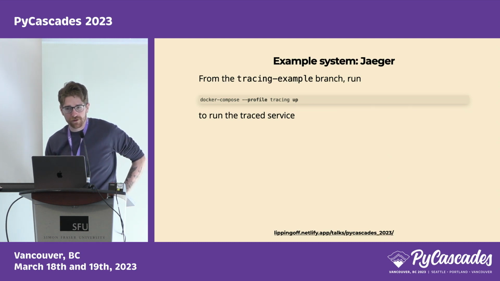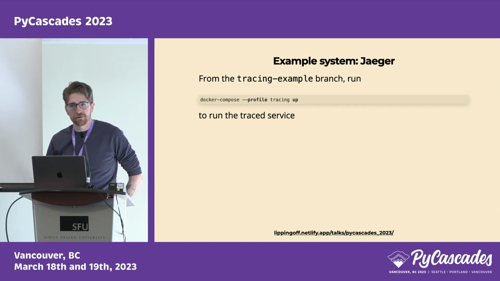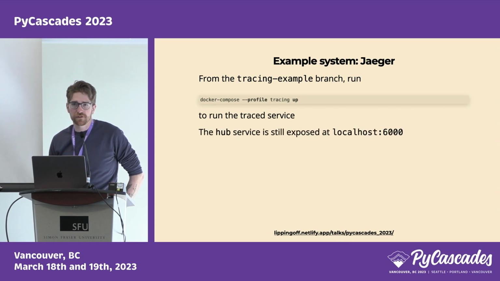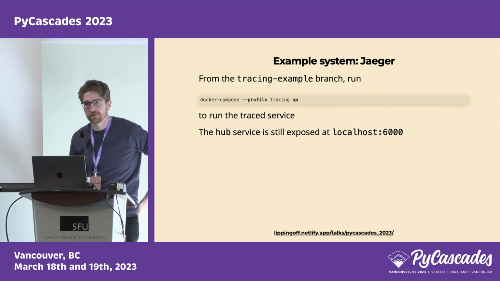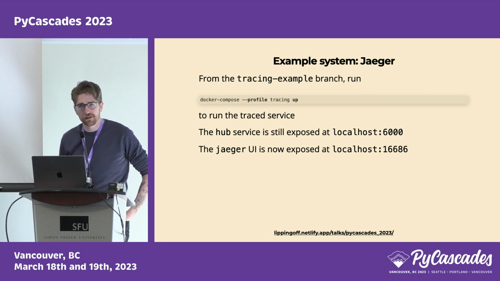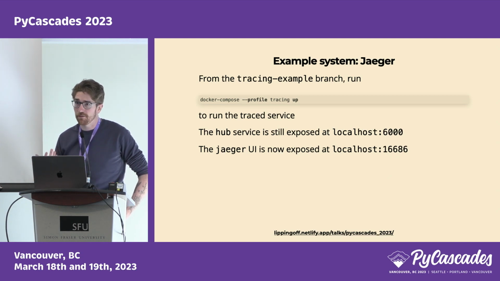To run that with Docker, you can run docker compose --profile tracing up, and it'll run the tracing services as well as Jaeger. We're still exposing that hub service at localhost 6000. We're also going to be exposing the Jaeger UI at 16686. This is convention in Jaeger. In practice, you can map this to whatever you want.